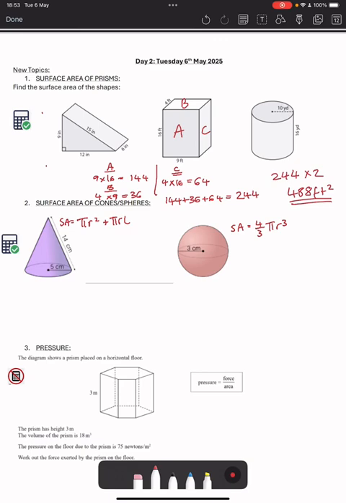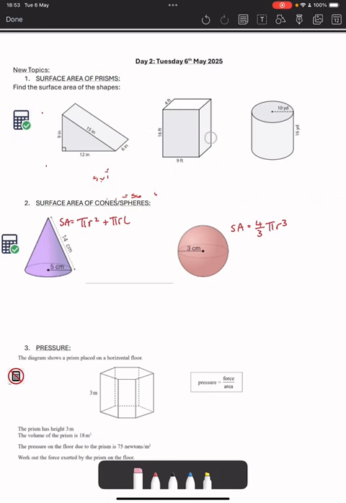Okay, last one is our cylinder. So really similar method again. We've got 2 circular faces on the top and the bottom, and we know that the area of a circle is pi r squared, but I've got 2 of them. So that will tell me the area of this face and the face underneath. So 2 pi times 10 squared is going to be 200 pi. And I'm just going to leave that like that for now.